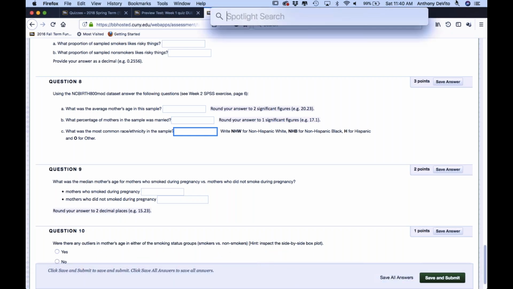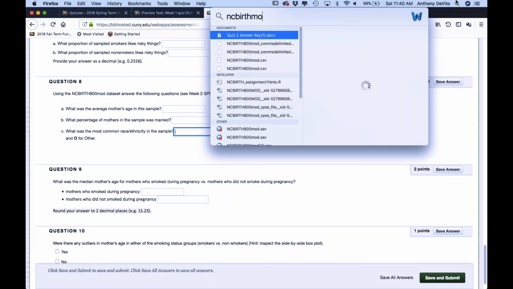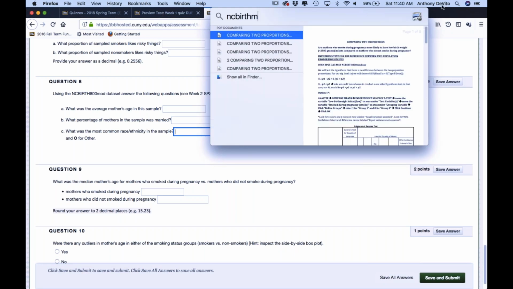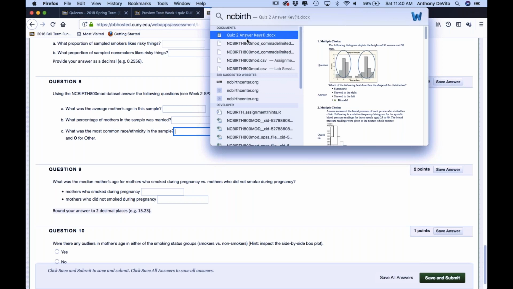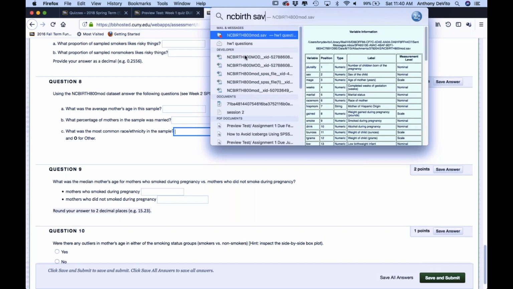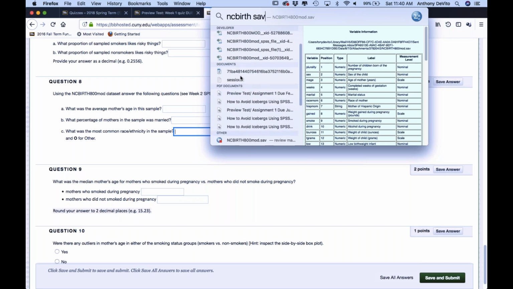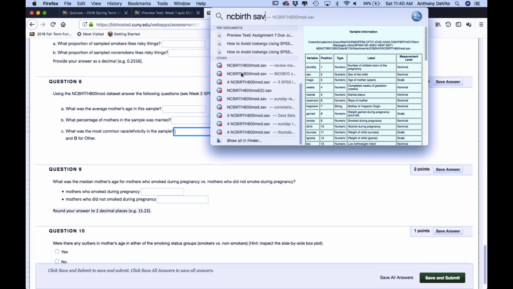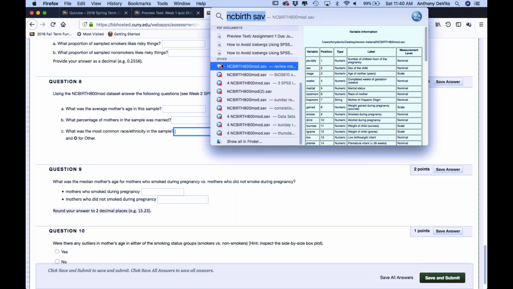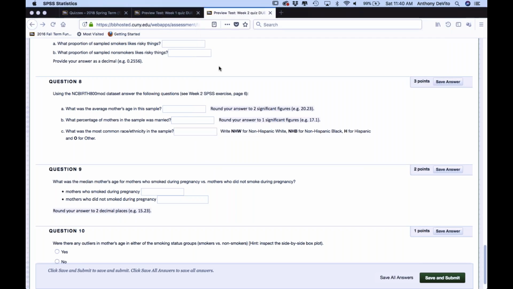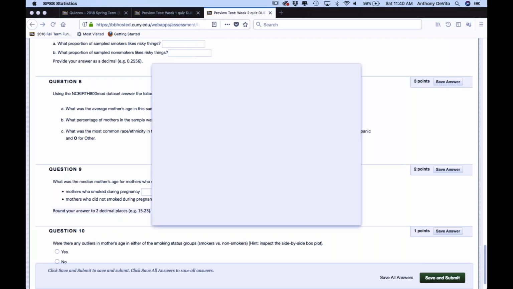First thing I want to do is find it. NC birth mod. Okay. Now I want the SAV, the version of it that's here. Here we go. Here's one of them. I wonder if it'll cooperate and open an SPSS form. Yeah, looks like it's going to work.